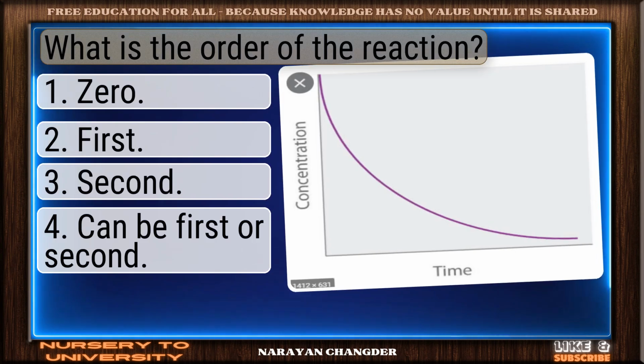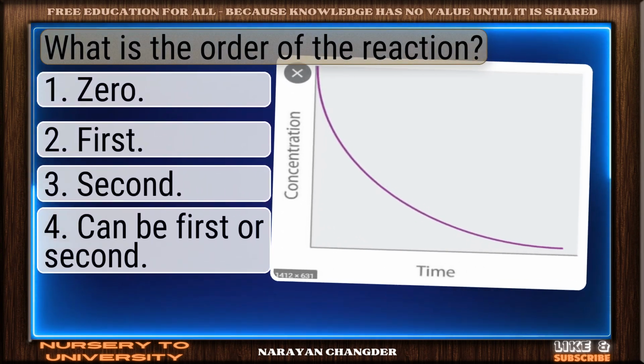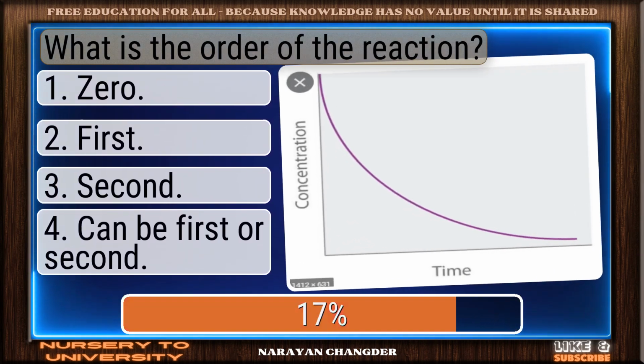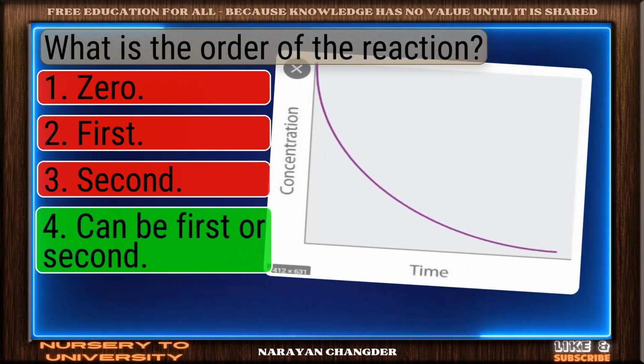What is the order of the reaction? Option 1, 0. Option 2, first. Option 3, second. Option 4, can be first or second. On track, can be first or second.